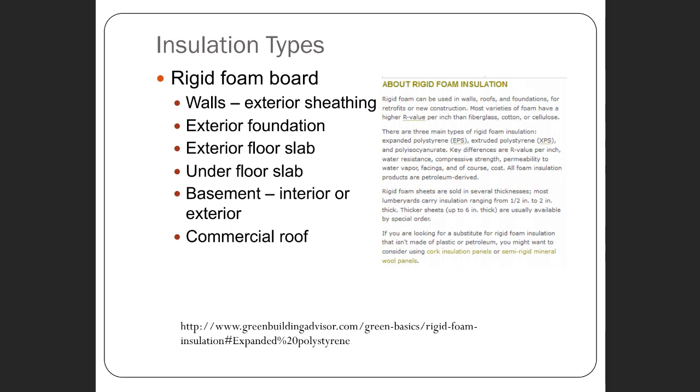So we're also going to look at rigid foam board. Where are some of the places that we would see rigid foam board? We're going to see it in the exterior sheathing. We just talked about 20 plus 5 or 13 plus 10. That would be a rigid sheathing on the outside of the wall.